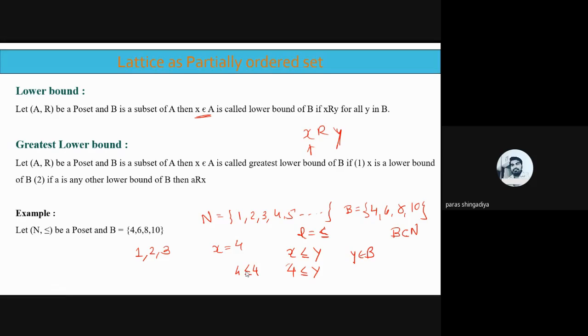If I remove the equality, and it is only strictly less than, then for this case 1, 2, and 3 are the only possible values. Clear? But here less than or equal to is given, so we can also consider 4 as a possible answer. 4 less than or equal to 4 is correct. Then for 6, 8, 10, obviously 4 less than or equal to 6, 4 less than or equal to 8, and 10 are correct. Clear? So 4 is also an answer. Why is it an answer? Because the equality is there, therefore it will be true.